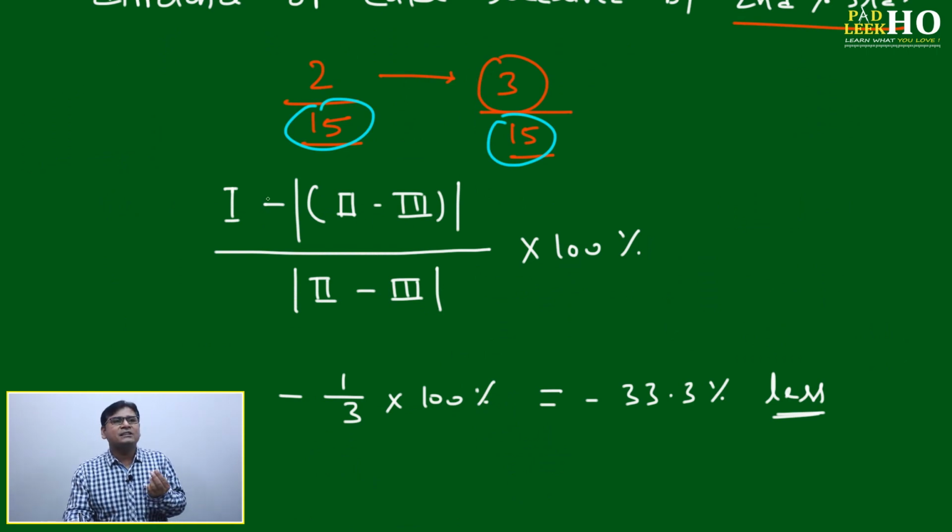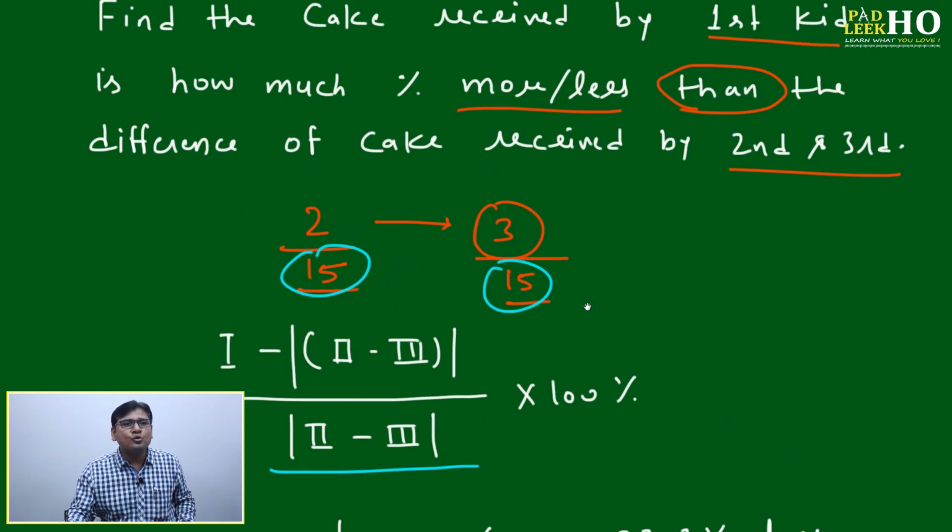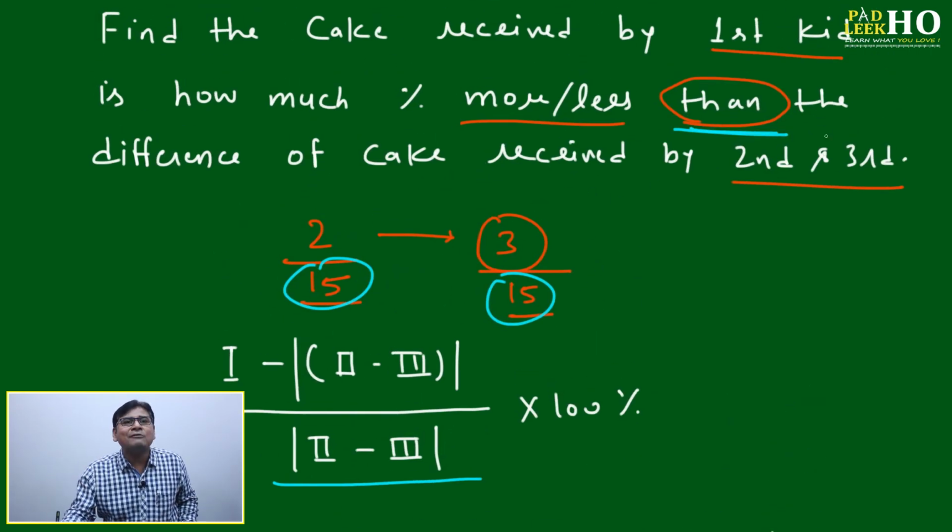Formula wise, if you are not understanding it logic wise, just formula wise, whatever you are habituated to read in books, it is first minus second minus third, divided by second minus third. Why not divide by first? We have divided by second minus third. Why? Because the question is telling like this: the difference of cake received by second and third. Means this term will come in the denominator.